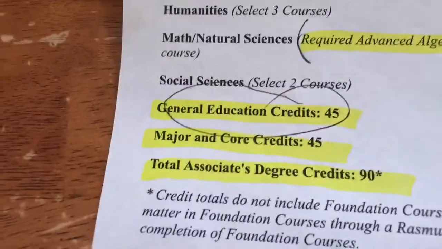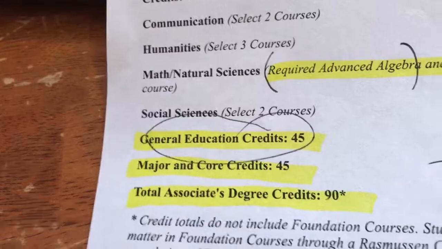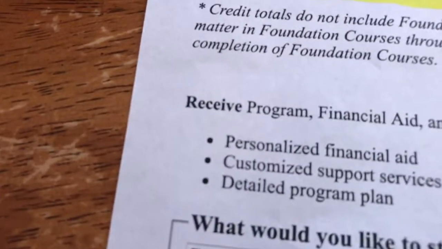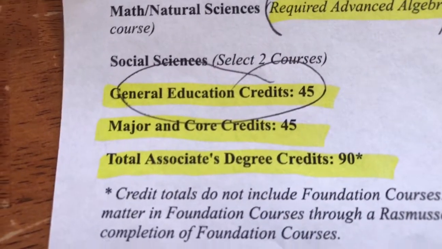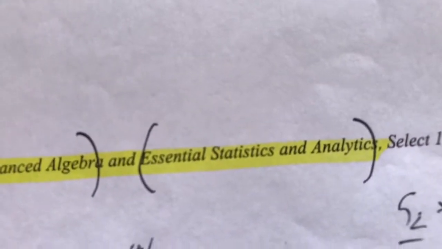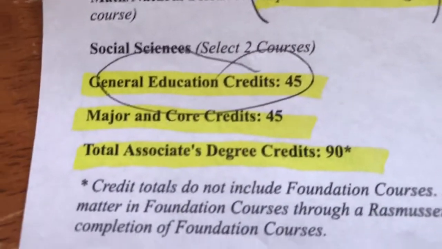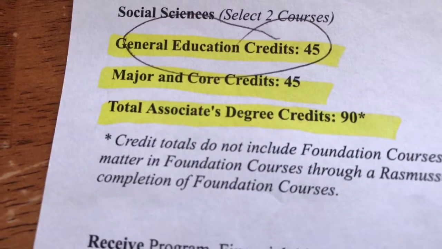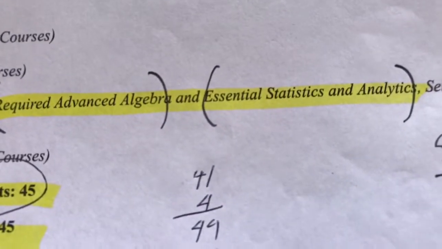But again, I want to talk about the amount of time. This program is not going to be easy, and you're really going to have to put in the time. As you can see, the associate's degree is going to be 90 credit hours. Your general education courses are going to be 4 credit hours each. Now, your essentials of statistics and analytics, that's going to be 5 credit hours. So basically, for your general education credits, we're looking at 11 classes each at 4 credit hours, which will give you 45 credits. Again, the one class that will be 5 credits will be your essential statistics and analytics.